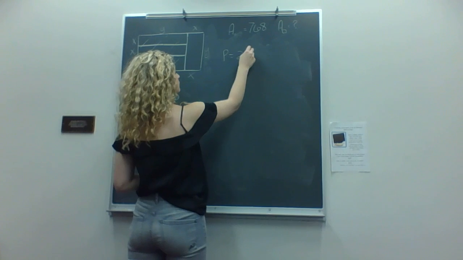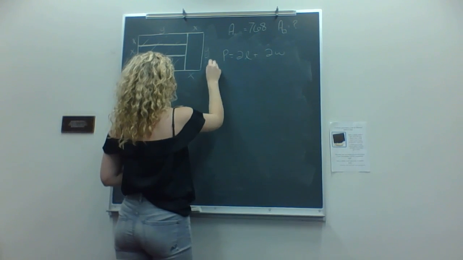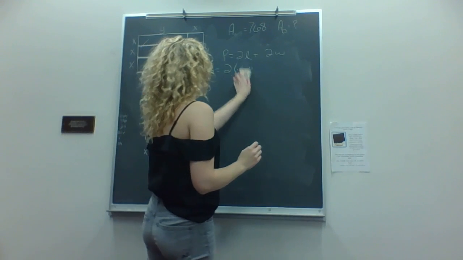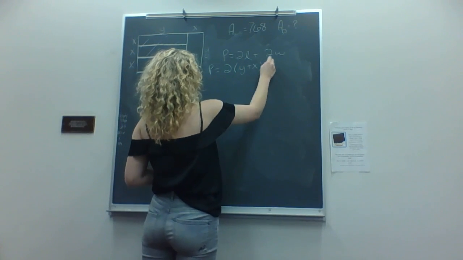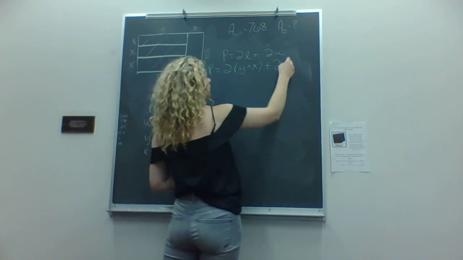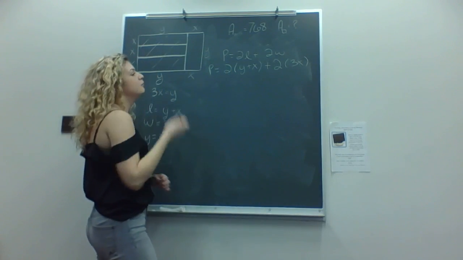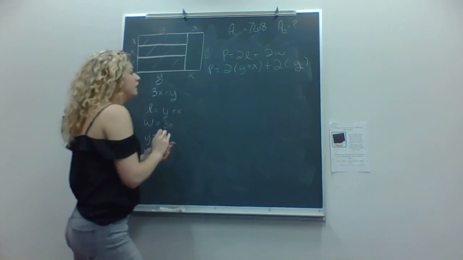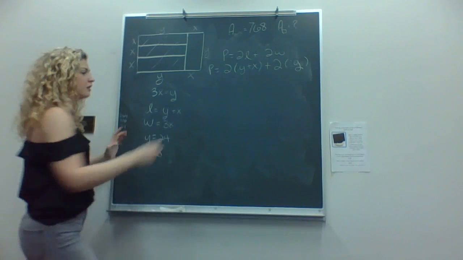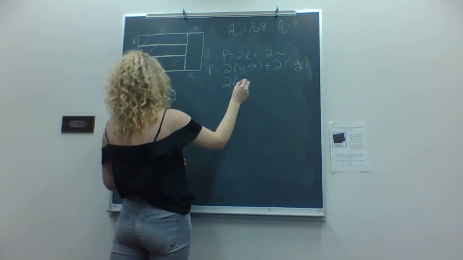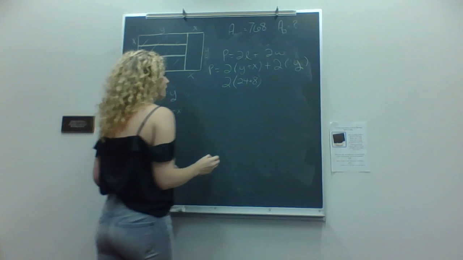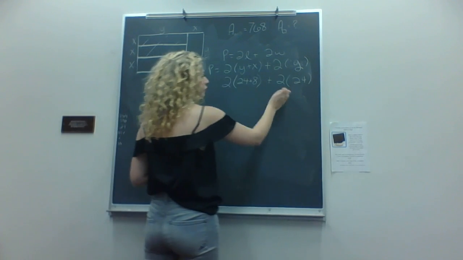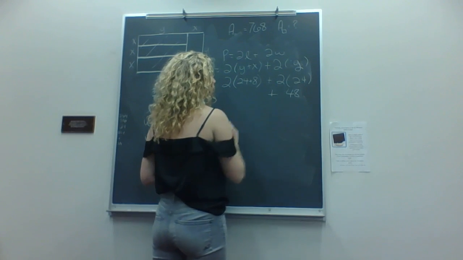the perimeter is 2 length plus 2 width, which would be 2 times length, or 2 times y plus x, plus 2 times 3x. But we said 3x is equal to y, so again, we can change this to just y. So if we substitute in for y and x, because we already found those values, it would be 2 times 24 plus 8 plus 2 times 24.